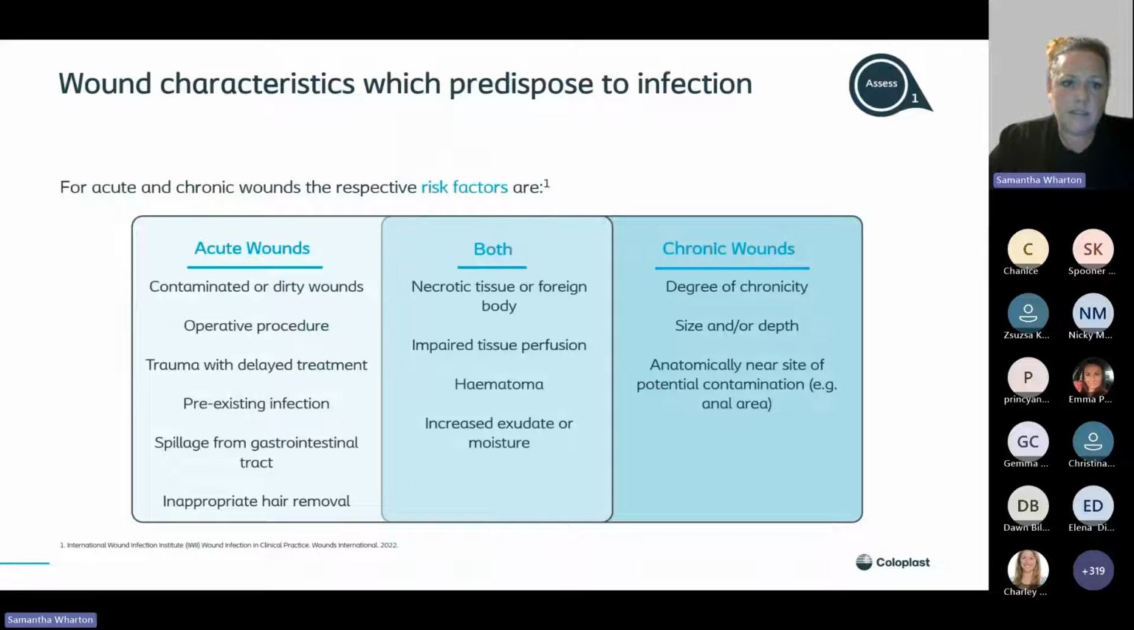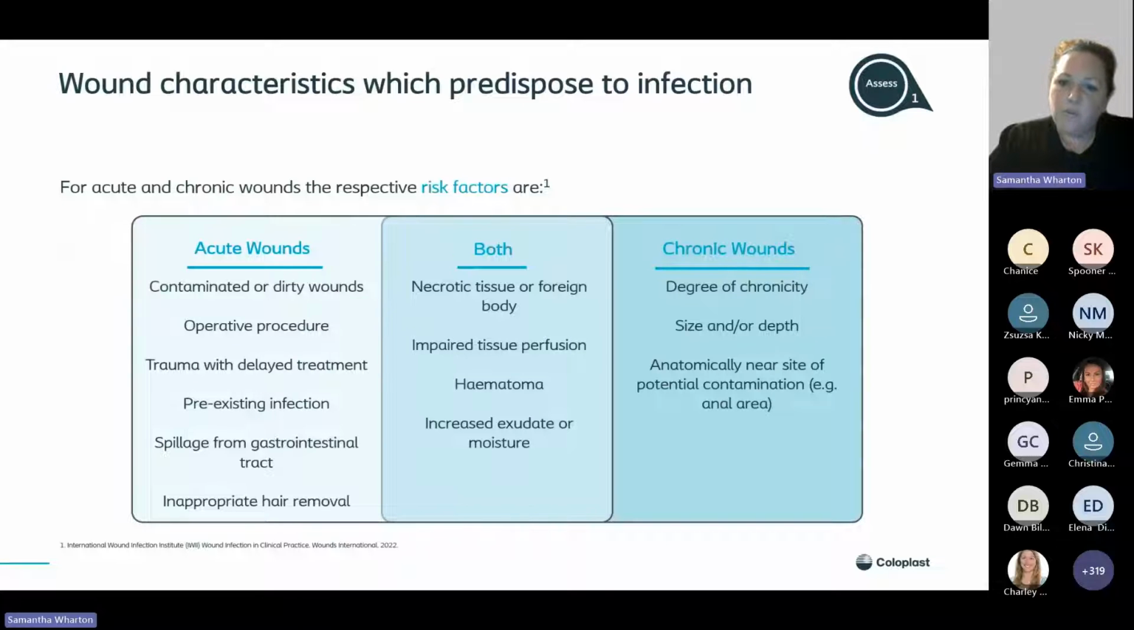So wound characteristics. Acute wounds, the type of wounds that are more prone to infection, are contaminated or dirty wounds. For example, a patient that's fallen outside on the ground is going to be more predisposed to having infection, because it's going to have that dirty wound. Depending on operative procedures, if a patient's had, for example, a skin tear and they've tried to manage it themselves, and that trauma with delayed treatment, because maybe it's been left open and microorganisms have been able to get into that wound, will then make it more prevalent for infection.